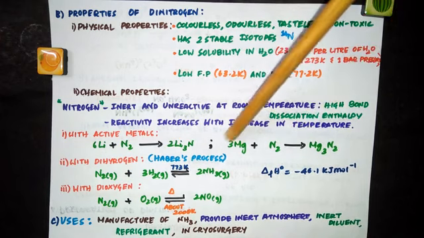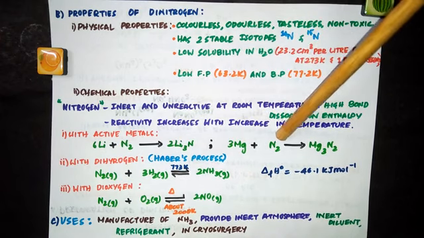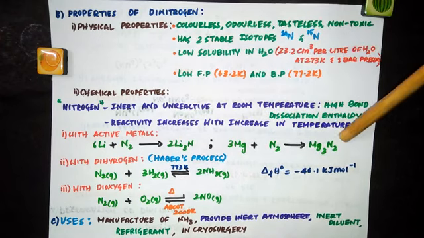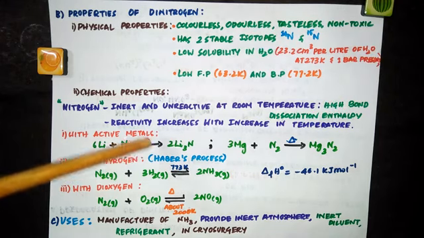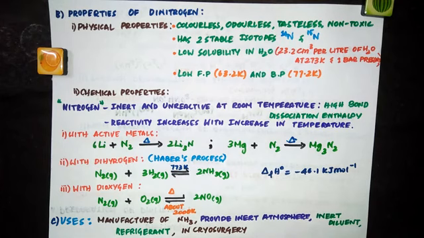Same way, nitrogen reacts with magnesium. 3 Mg plus N2 gives Mg3N2, which is magnesium nitride. Same way with calcium, it gives you calcium nitride. See, this happens when it is heated. So heating symbol should be written here. So when it is heated, nitrogen reacts with active metals.